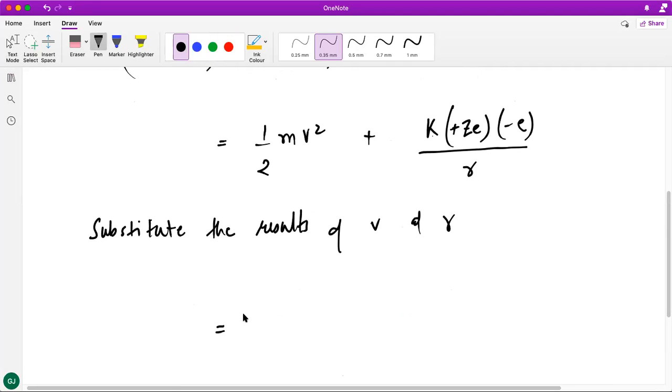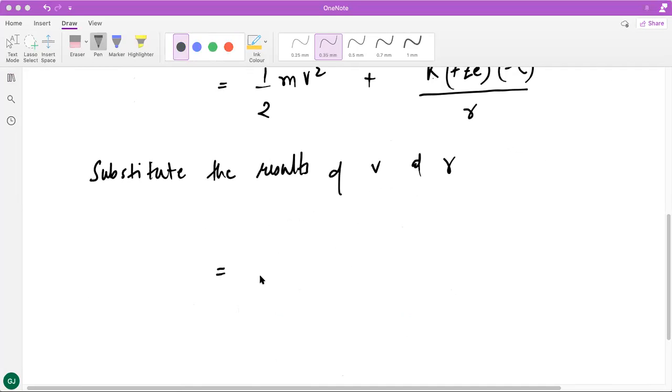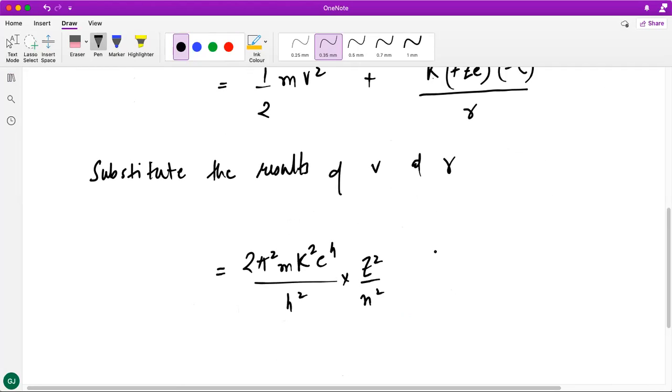So I directly do it here rather than going into duplicating that effort. We get 2 pi square m k square e raised to the power of 4 upon h square into z square by n square, and minus 4 pi square m k square e raised to the power of 4 upon h square into z square by n square.